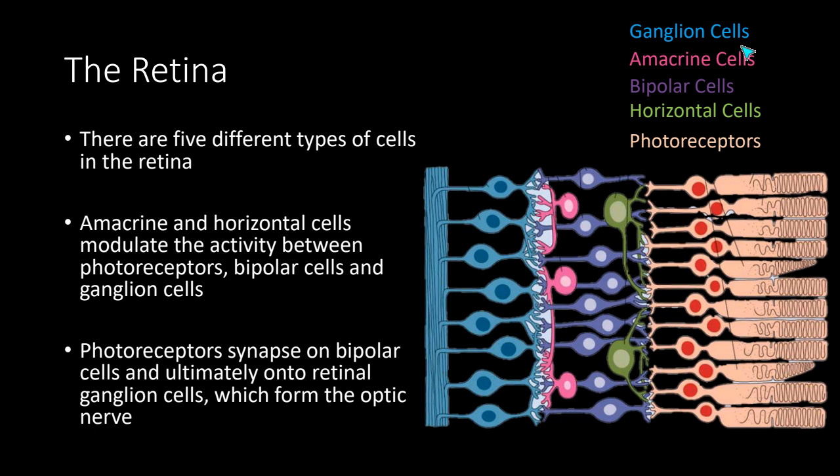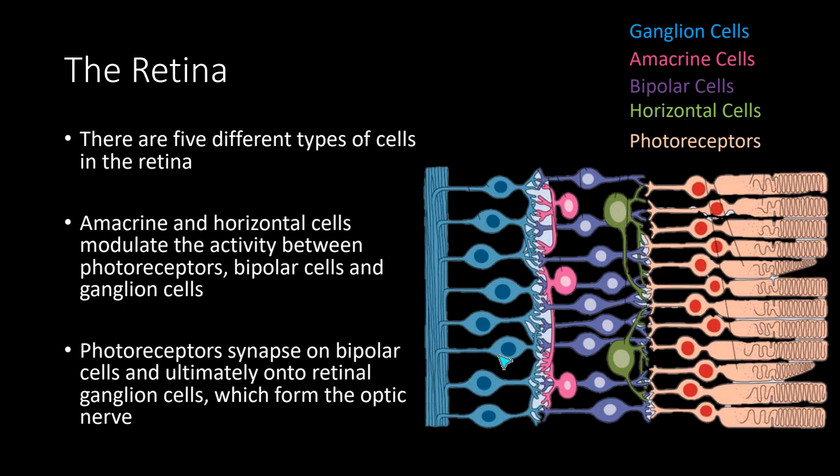So we've got our photoreceptors. These are these ones right here, our rods and our cones, which we've just looked at. We also have, in the green, horizontal cells. And next, in the purple, we've got bipolar cells. And in the magenta, the pink, we've got amacrine cells, and then we've got ganglion cells in the blue.